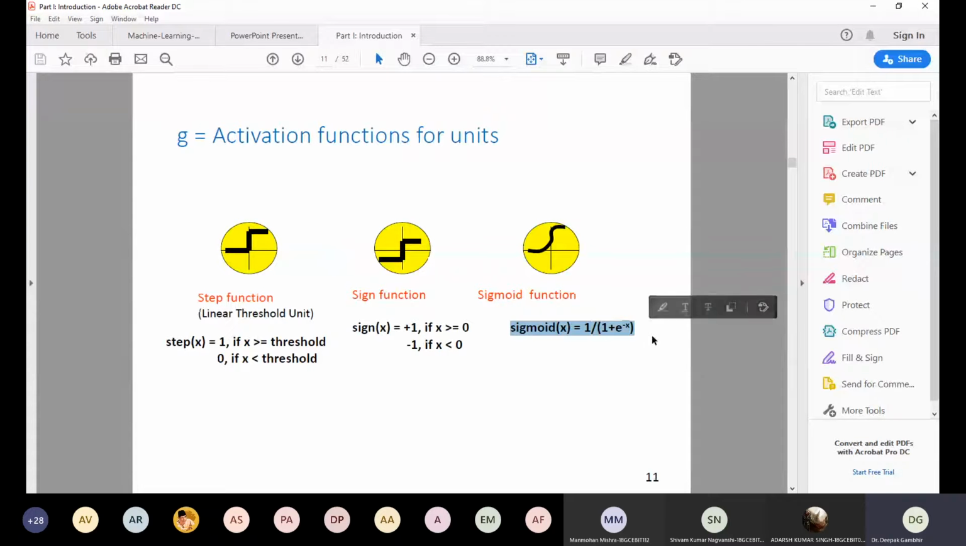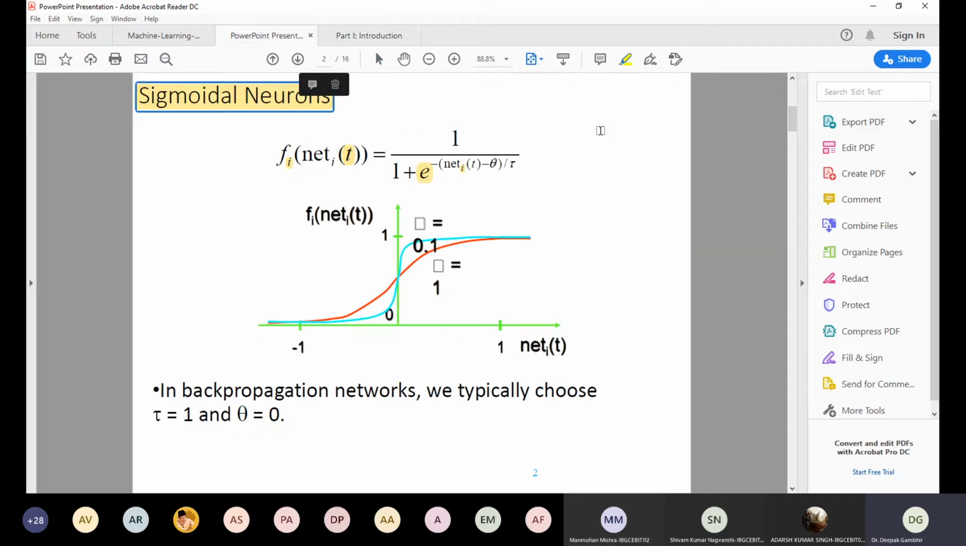So here we use the sigmoid function, in which sigmoid of x is given as 1 over 1 plus e to the power minus x. Whereas the perceptron learning rule uses the sign of x: if x is more than 0 the result is plus 1, otherwise if x is less than 0 the result is minus 1. But now we are going to use the sigmoid function for multi-layer networks.